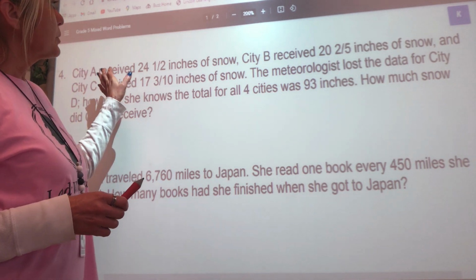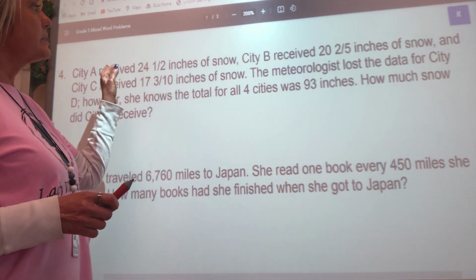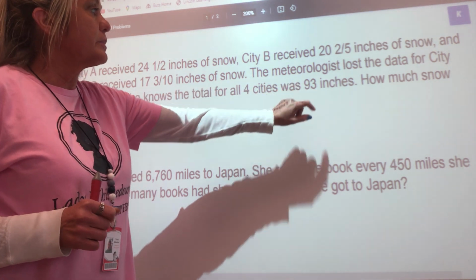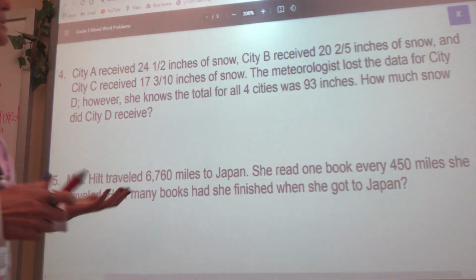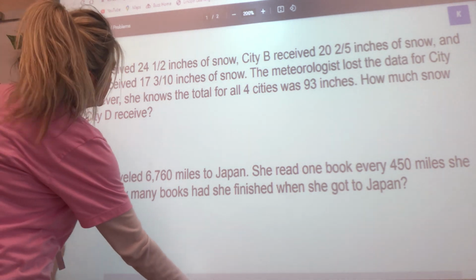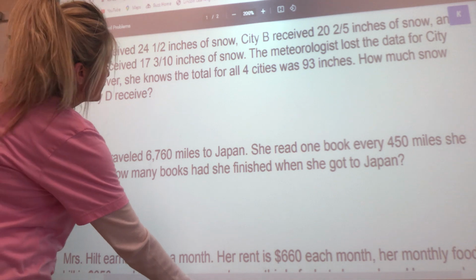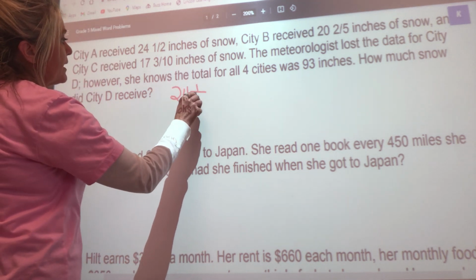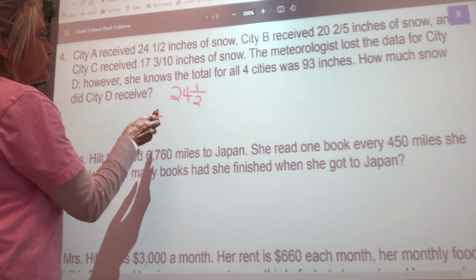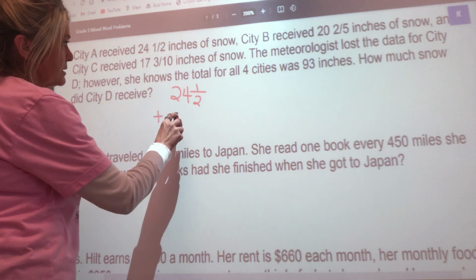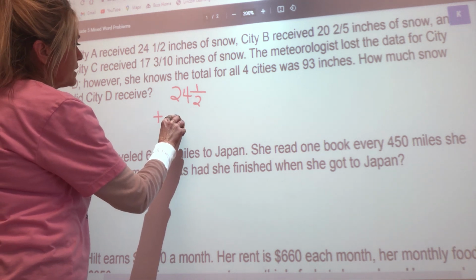Well, if we add up all of the snow that cities A, B, and C received and we subtract it from the total, then that'll give us City D. So the first thing we need to do is get all of our snow. Okay, so we had 24.5, and we're just going to take them 2 at a time instead of doing all 3 at once. It's a little less to work with at one time.